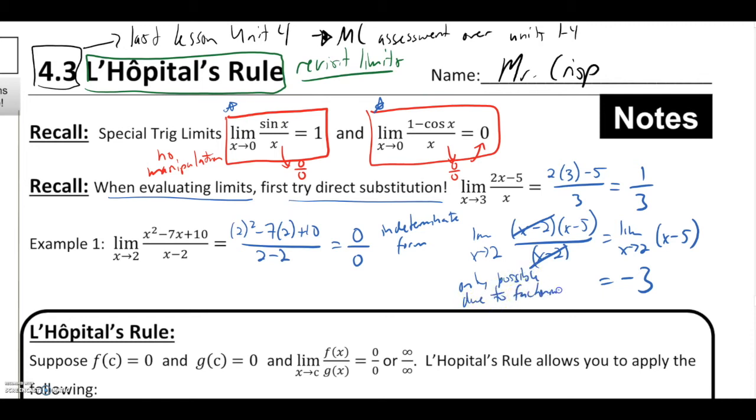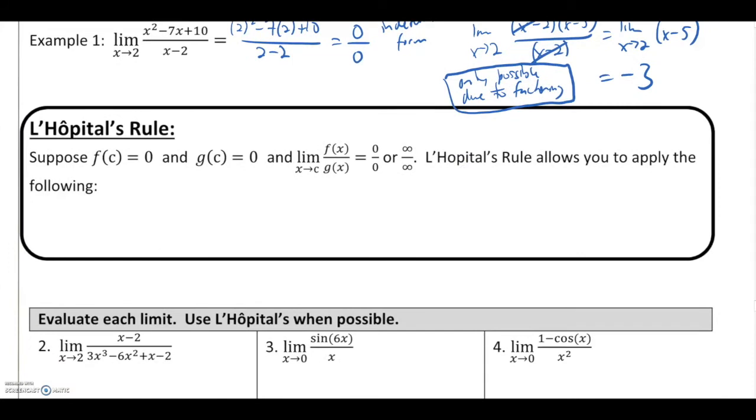What about when we run into problems where we can't factor and the manipulation is too complicated? Well, in those situations, we look to something called L'Hopital's rule, which tells us that if we are looking at the limit as x approaches c of f of x divided by g of x, something that we can write in a rational form, and we get the indeterminate form 0 over 0.